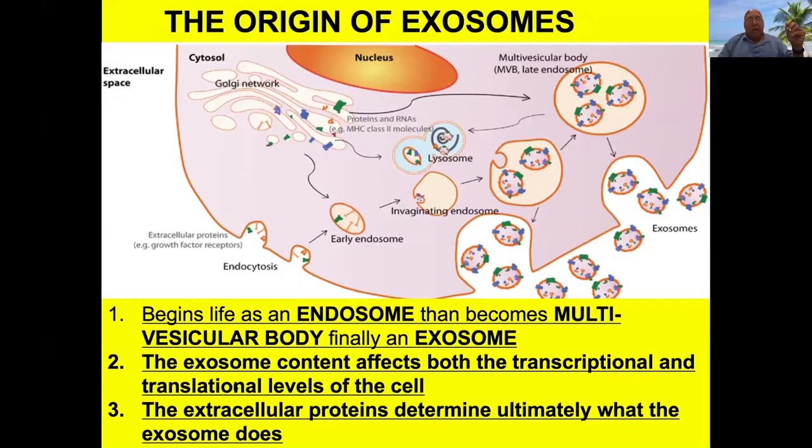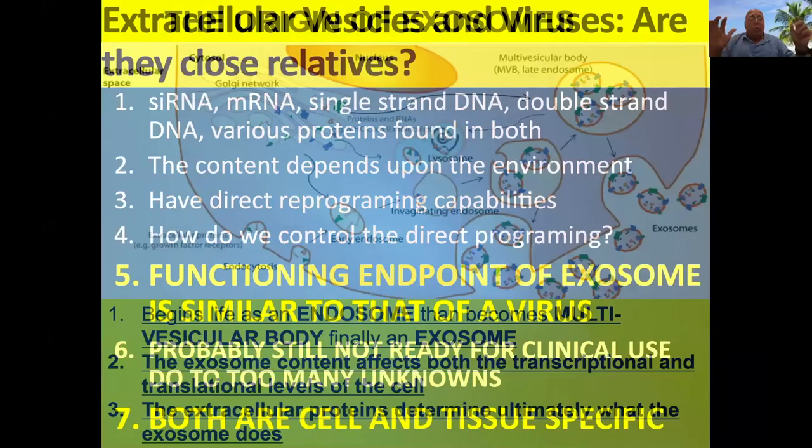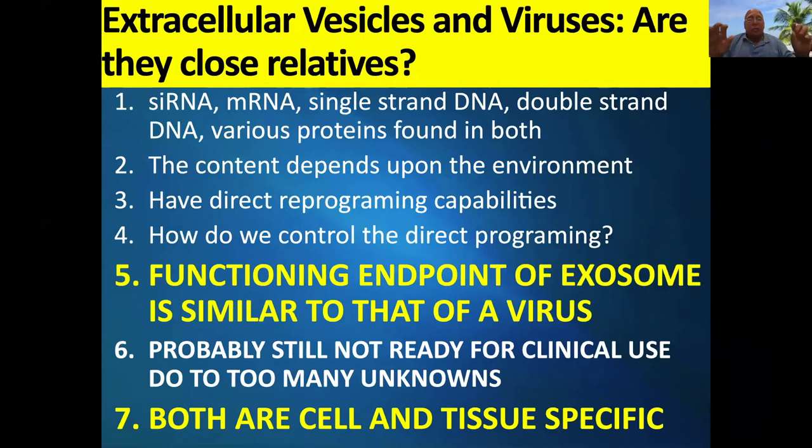Okay, a little bit about exosomes. Basically, they begin as an endosome, which is a multivesicular body. Remember, we talked a little bit about this when we were talking about the platelets. And then lo and behold, eventually it becomes an exosome, which is kind of like, I call it either like a DHL product or a FedEx product. It's kind of packaged and it goes to the right place at the right time. We still have a lot to learn, though, about exosomes. Now, exosomes are very similar to viruses. They act very similar. They have RNA and DNA. They basically can take control of the cell. So an exosome and a virus are very similar in many, many respects.